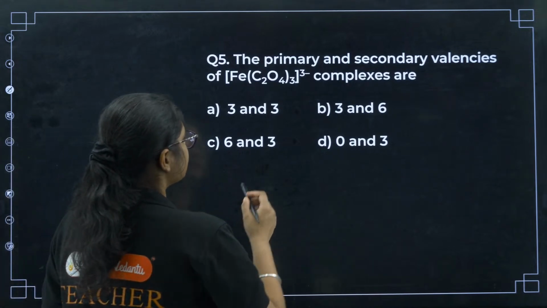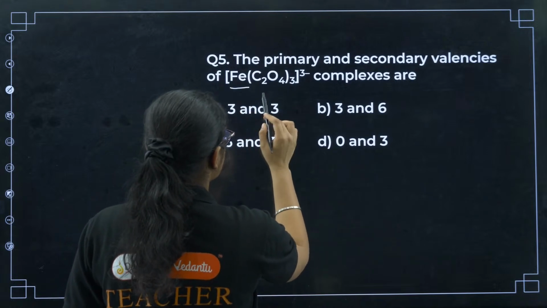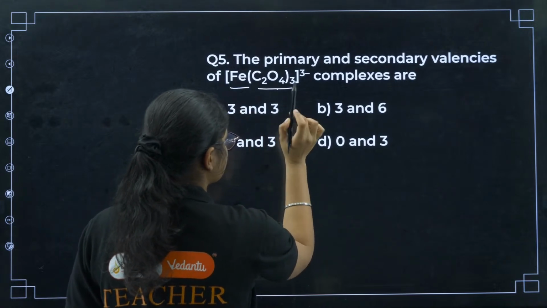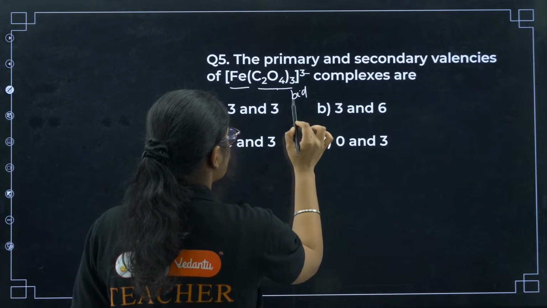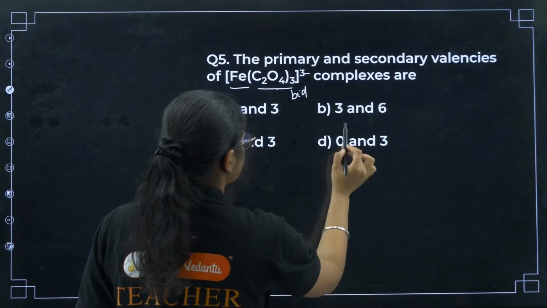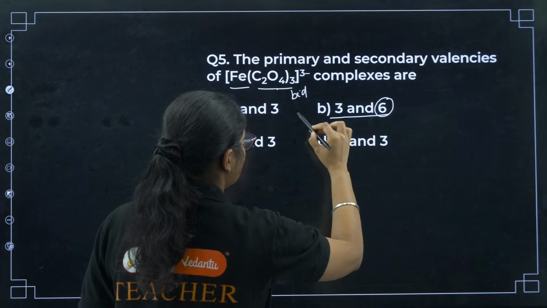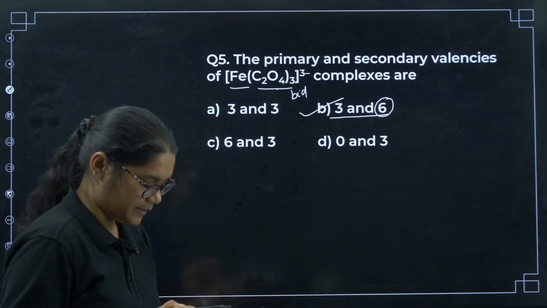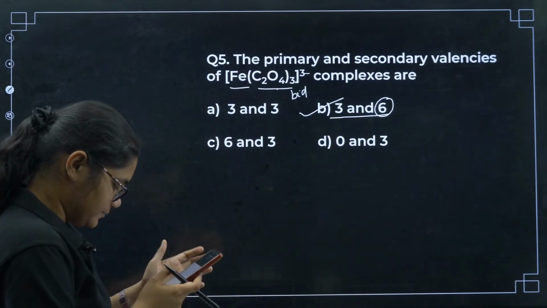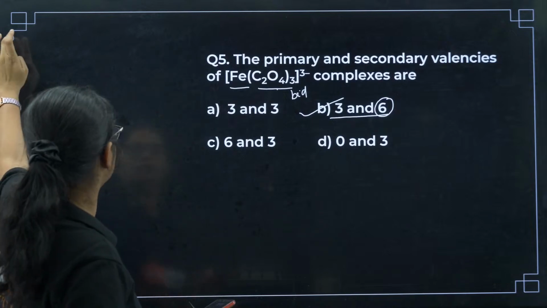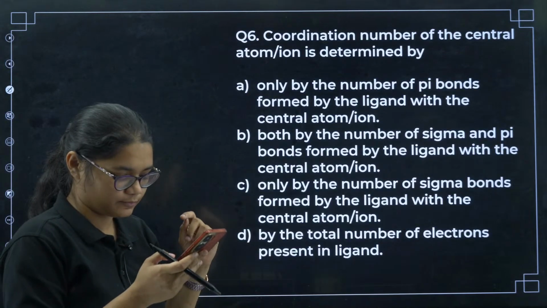Yes. So I can see here Fe coordination number is definitely 6 because this is a bidentate ligand. So secondary valency has to be 6. So there is only one option with that, so it has to be option number B. Yes, B is the correct answer. Hind, the answer you have given is wrong. It has to be B.